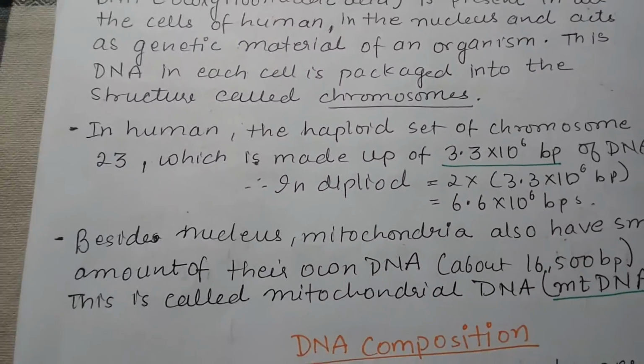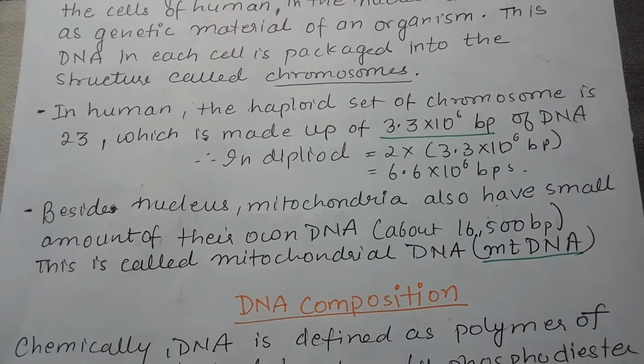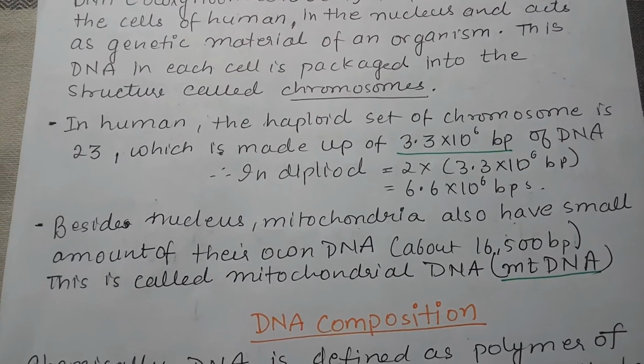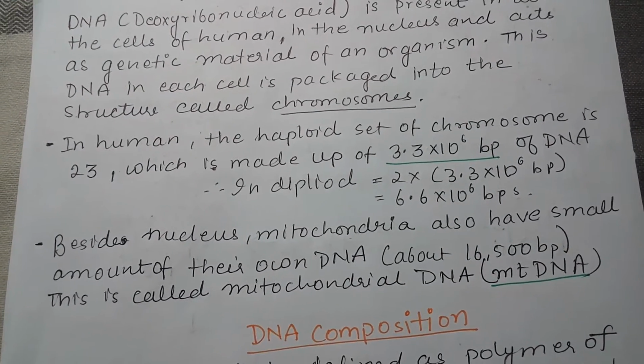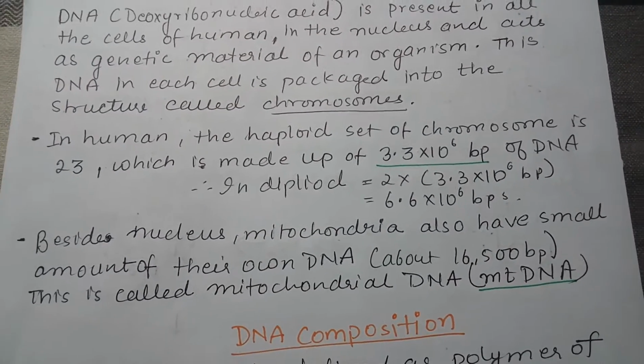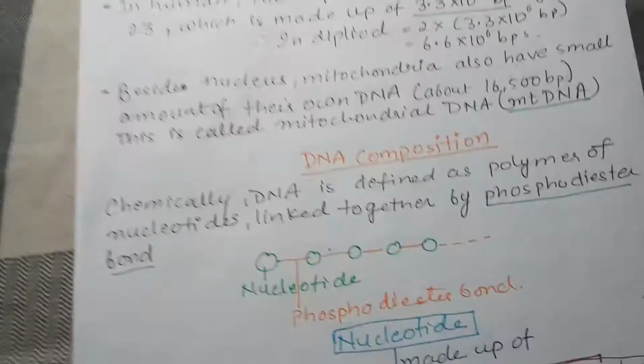Now besides the nucleus, the DNA is also present in the mitochondria, which is called mitochondrial DNA. And you know that we have seen in reproduction, the mitochondrial DNA contributes to the zygote as it is present in the female oocyte.